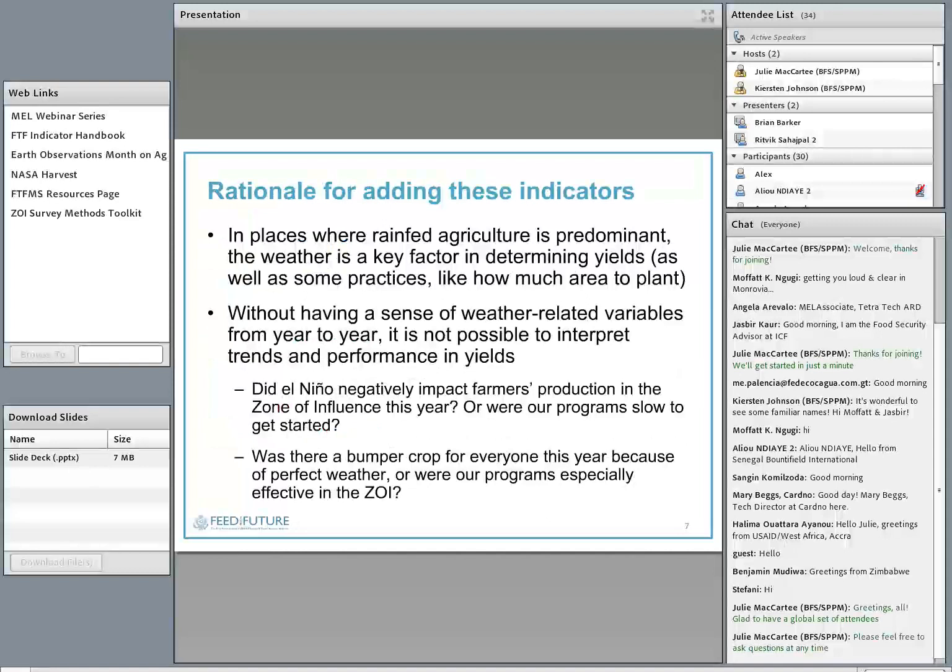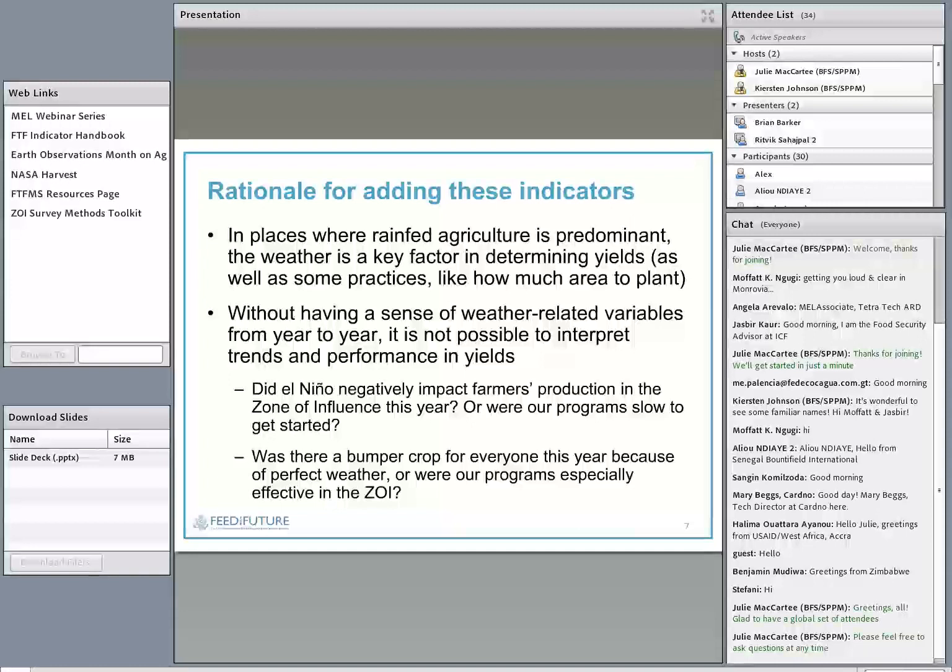So what is the rationale for adding these indicators? People who've been working with Feed the Future since its inception will notice that we didn't have these earlier in our work. So why would we add them now? Especially for monitoring and evaluation, it's really important to understand the context in which the outcomes that we are holding ourselves accountable for are occurring or not occurring.